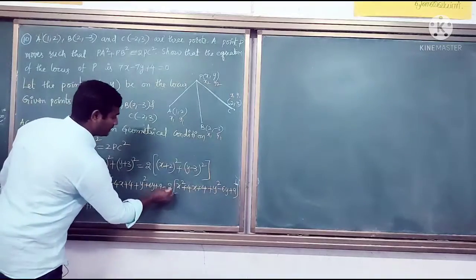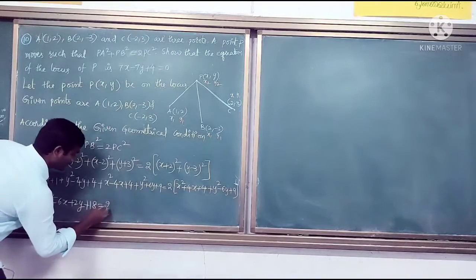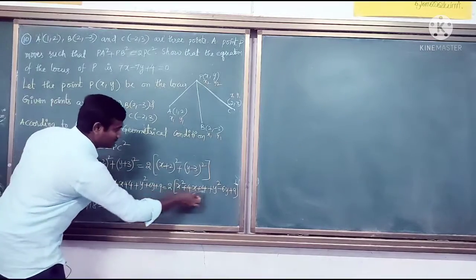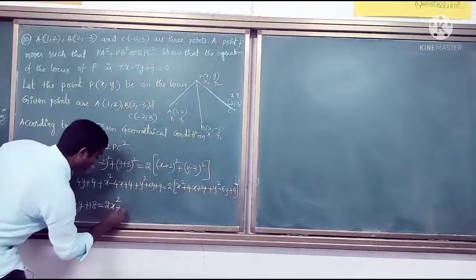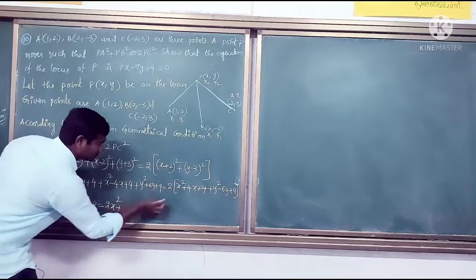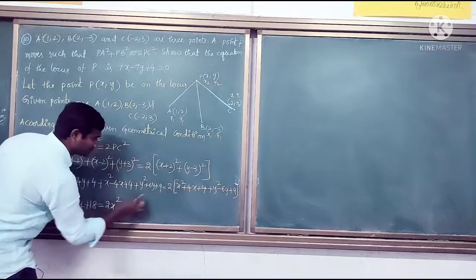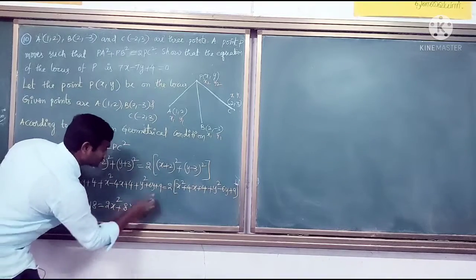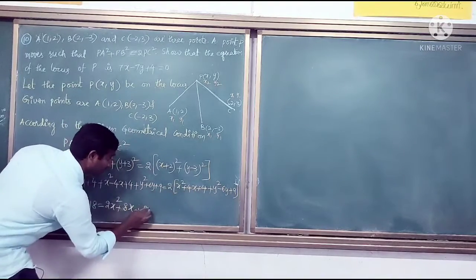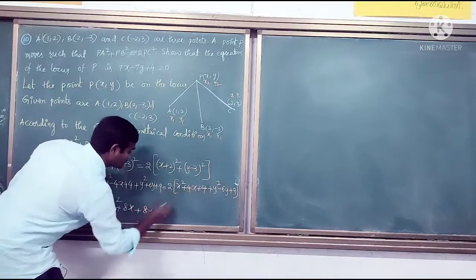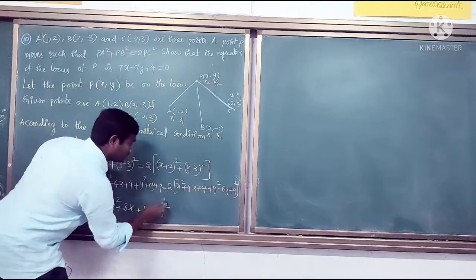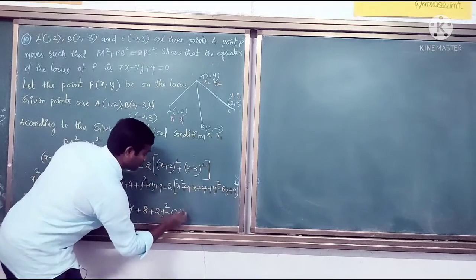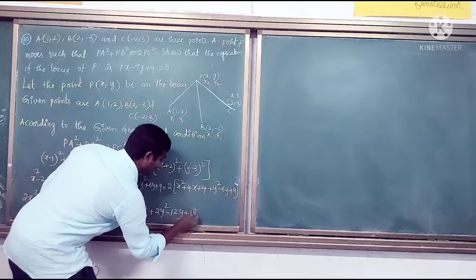So now, multiply 2 into x², 2x², plus 2 into 4x, 8x, plus 2 into 4, 8, plus 2 into y², 2y², plus 2 into −6y, minus 12y, plus 2 into 9, 18. If you get confused, you can write it in order.